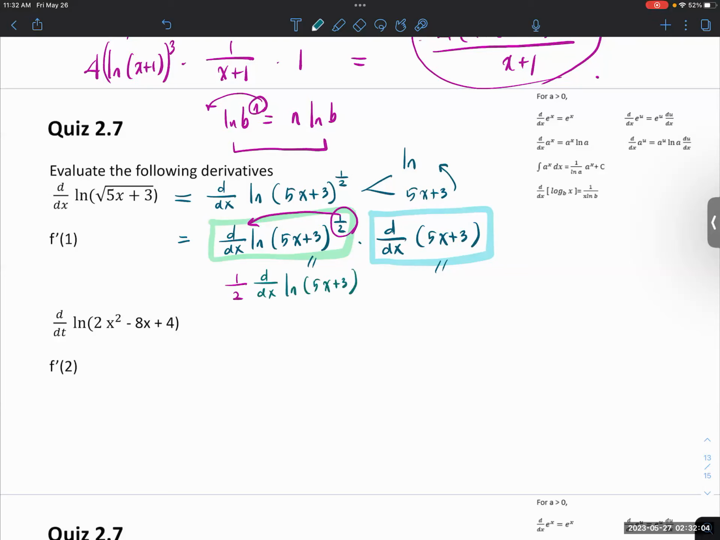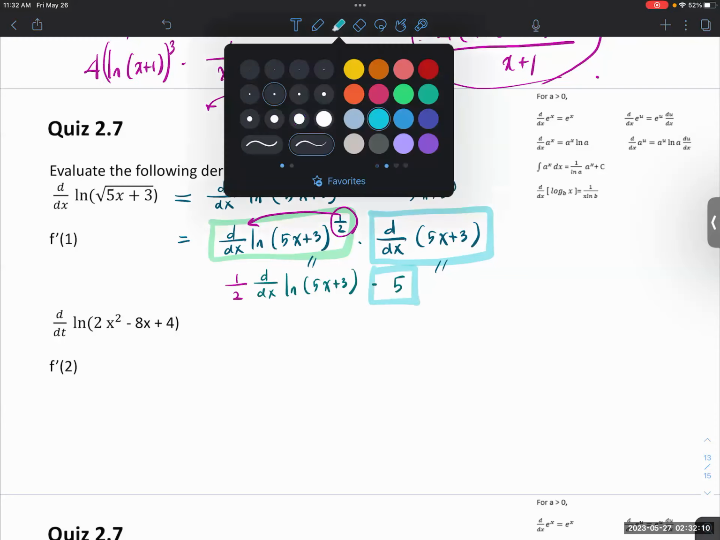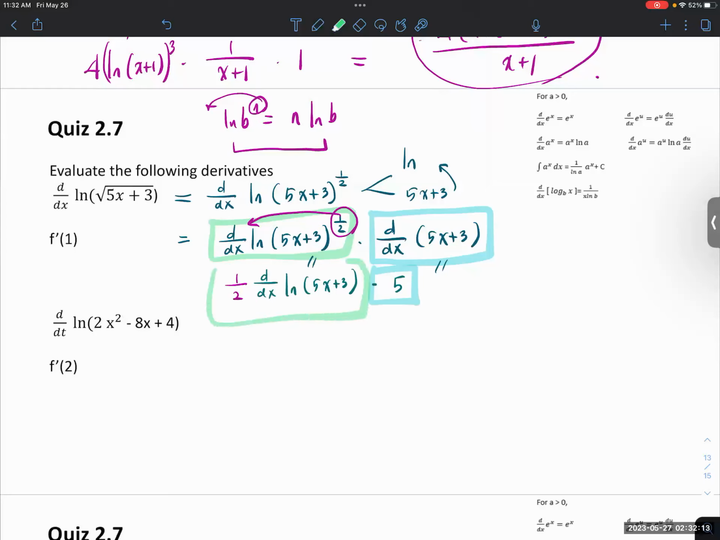So this is better to take the derivative, and this is going to be 5. This is inside, this is outside. Are you okay? So now this is simpler. 1 over 2 ln (5x plus 3), what happened? It is going to be just 1 over 5x plus 3 times 5. So we have 5 over 2(5x plus 3) will be the answer.